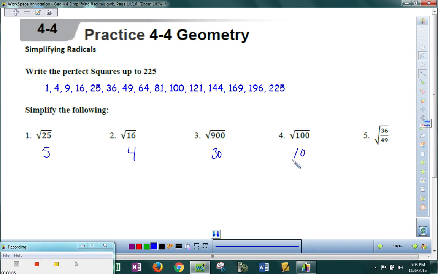Number 5 is different because now we have a fraction under the radical sign. If we take the square root of a fraction, we can split that up into the square root of the numerator over the square root of the denominator. Now we just look at each piece at a time. The square root of 36 is 6, and the square root of 49 is 7. So that is the simplified form of the square root of 36 over 49.